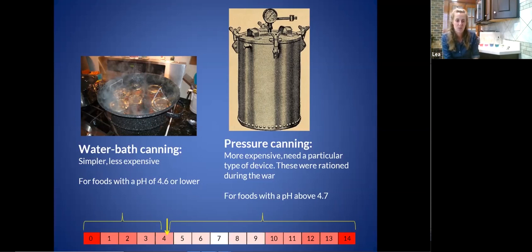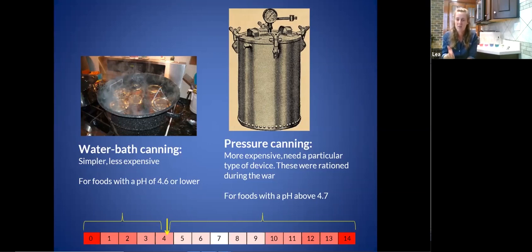So the way these things work, water bath canning is just bringing it up to the temperature of boiling water. And it's using boiling water and then the acid, because the acid in the fruit or the vegetables that you're canning, to kill the bacteria.